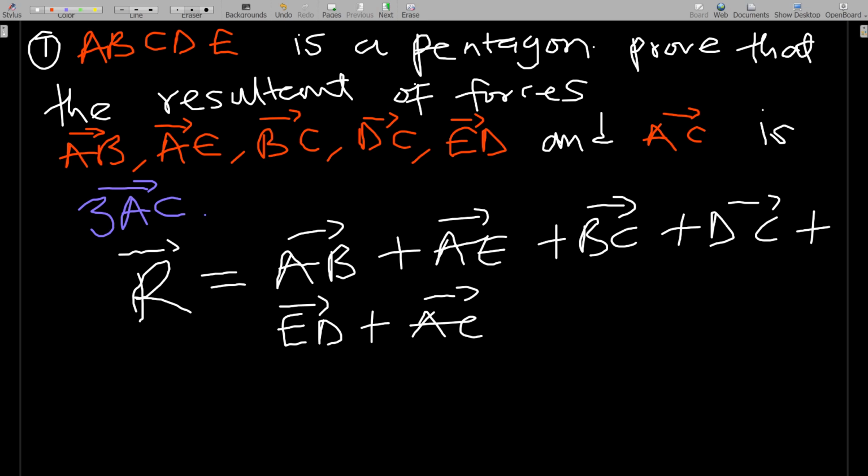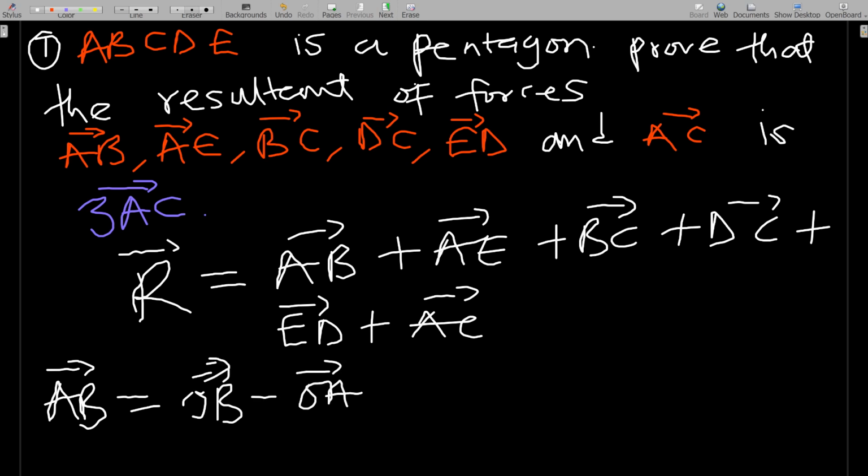In most of my videos I made mention of what we call position vectors. So this one I would use a method called using the position vectors to solve this. When you have vector AB, in terms of position vectors it is given as OB minus OA. So we write the position vectors of all the respective vectors given: AB, AE, BC, DC, ED, and then AC. Then we'll try to sum them again and see.